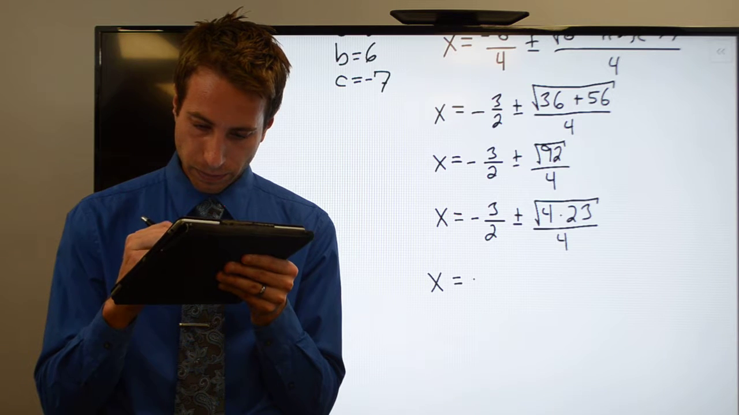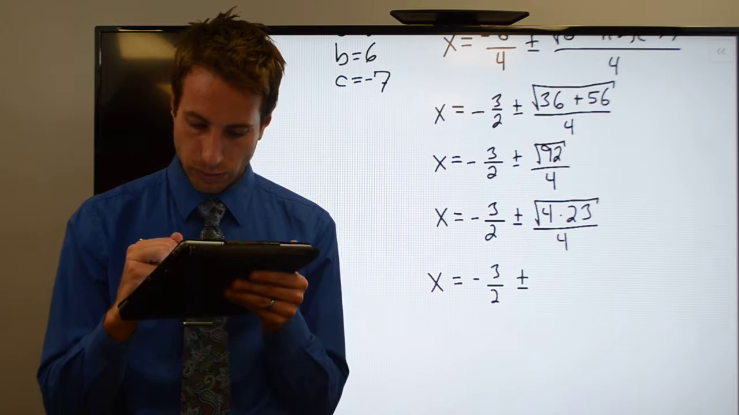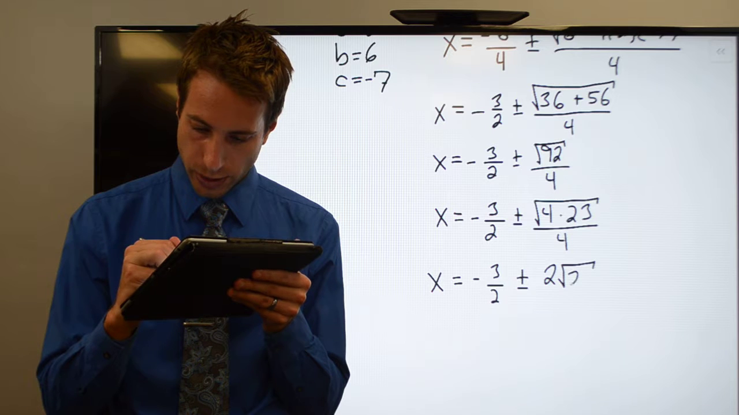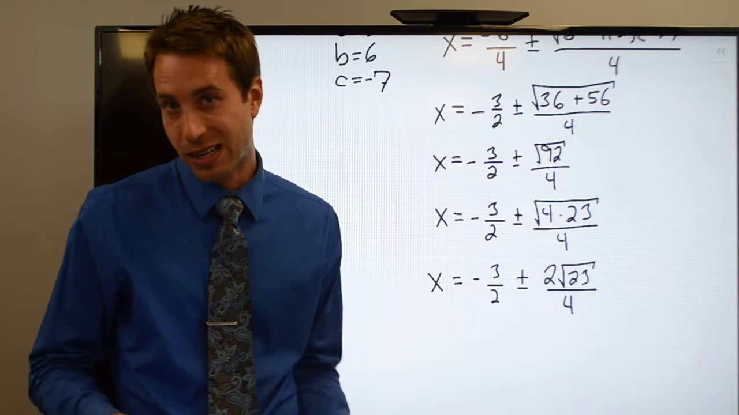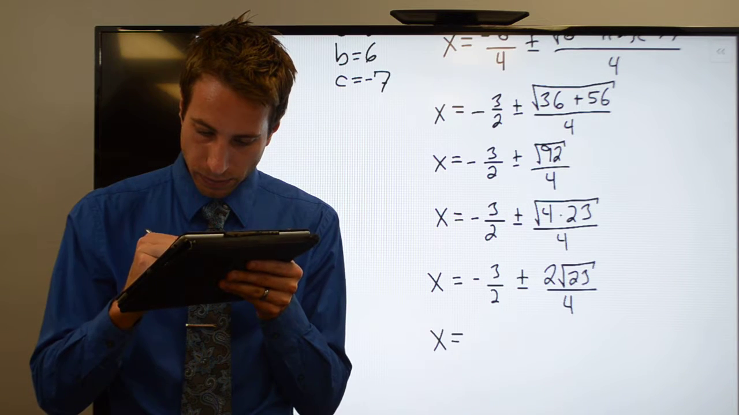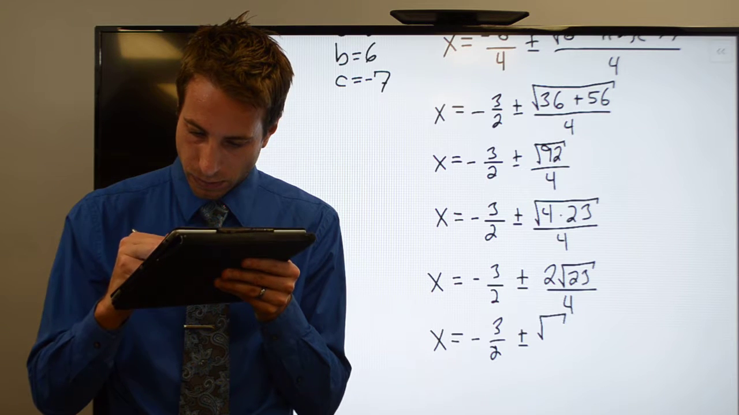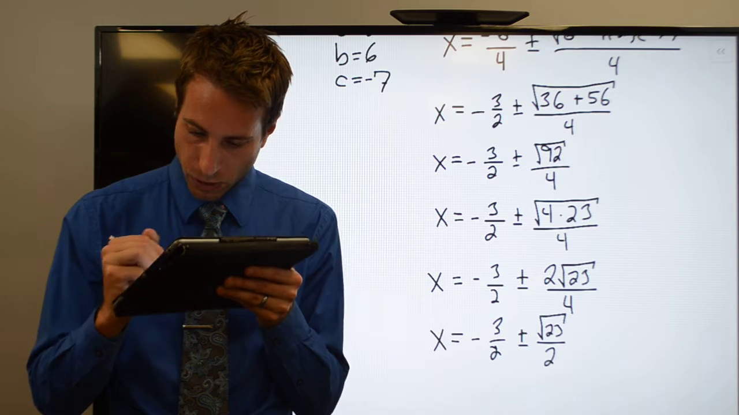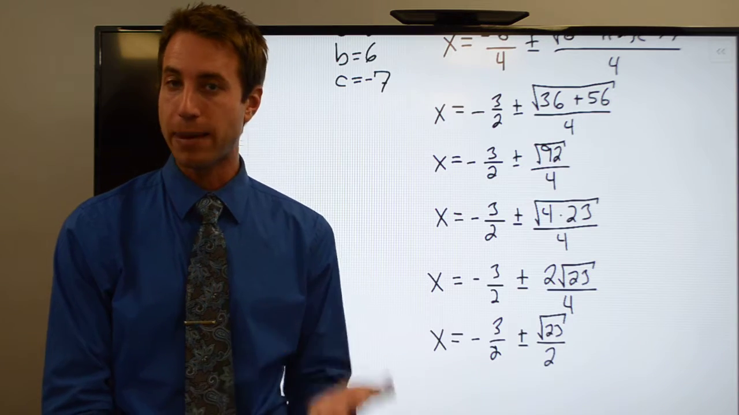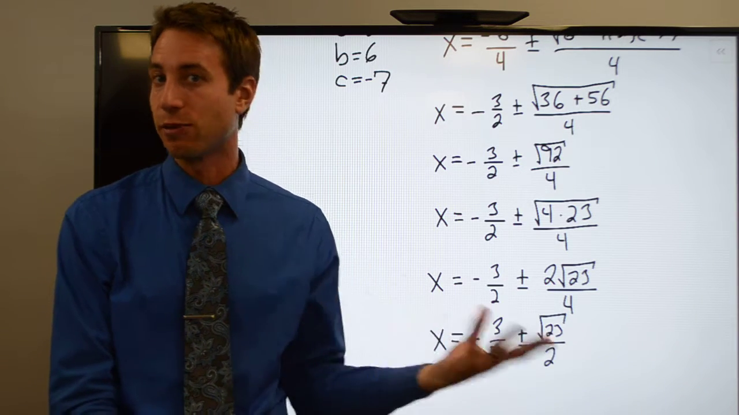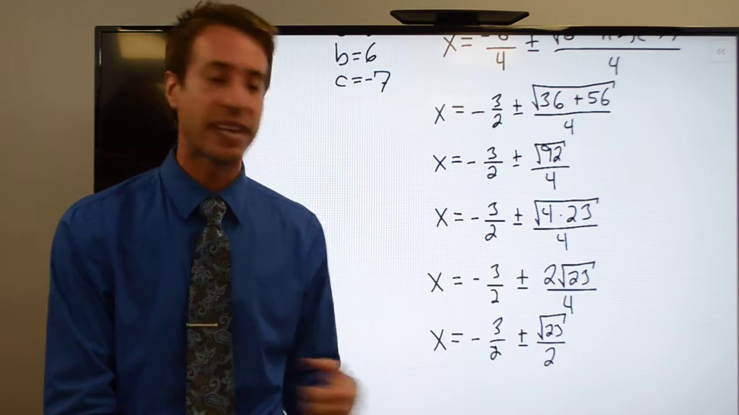Awesome. Well, the square root of 4 is 2 times the square root of 23 all over 4, and I can reduce that fraction. 2 divided by 4 is a half. All right, now, here's where I'm at. I have the square root of 23, which is not a perfect square, and I can't split it up into factors that are perfect squares. So it's done, and it's an irrational number, so I'm going to leave it as a radical.